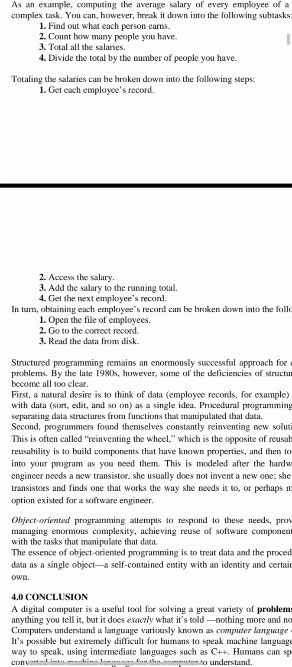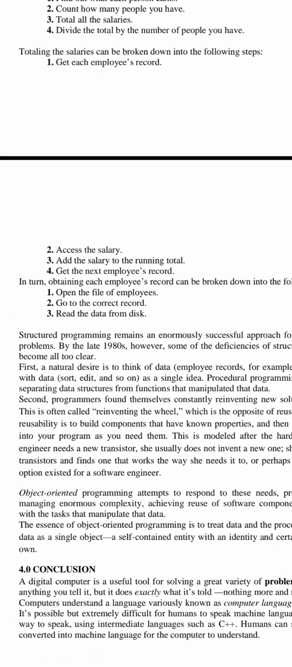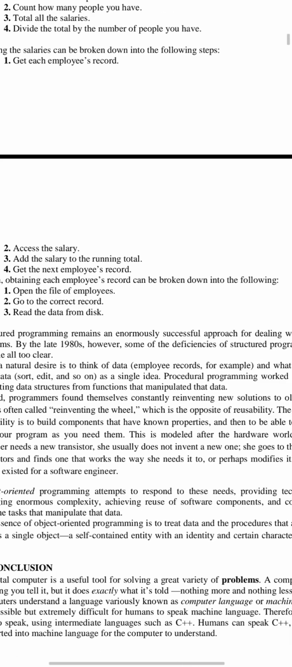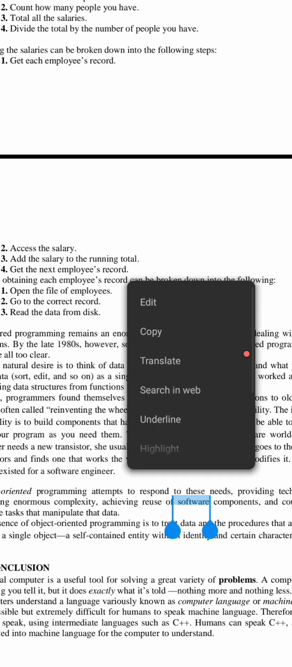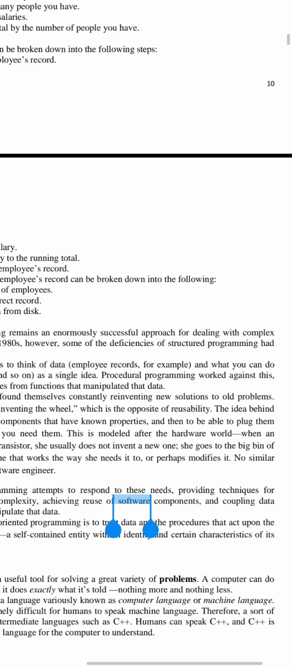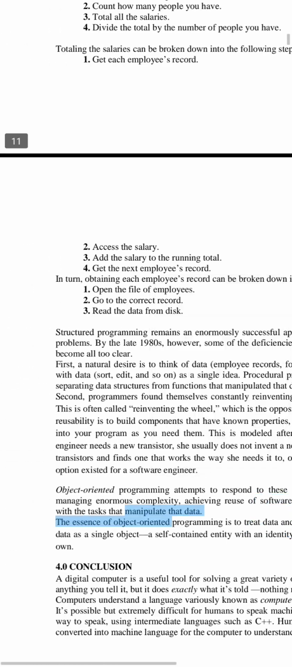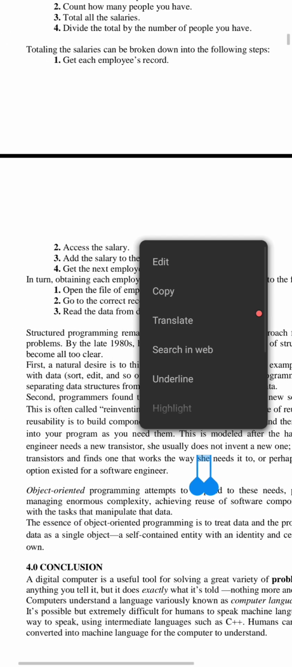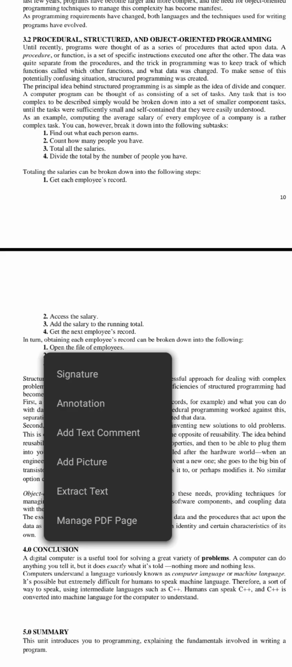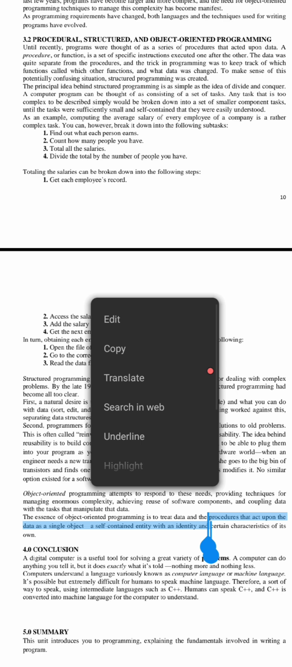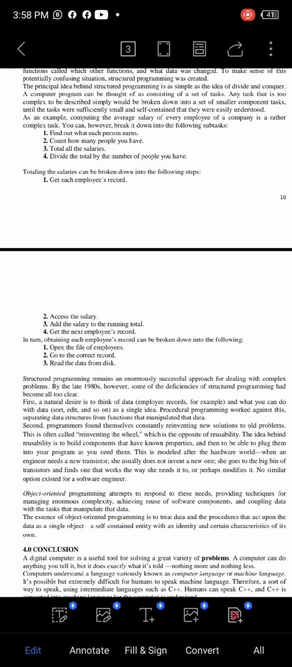Like, are we ever going to stop writing new sets of codes? So this is often called reinventing the wheel. Most times the new sets of codes are not far from what has been written. But it's always changing, reinventing, always putting up new things. It's so tiring. Which is the opposite of reusability. The idea behind reusability is to build components that have known properties and then be able to plug them into your program as you need them.